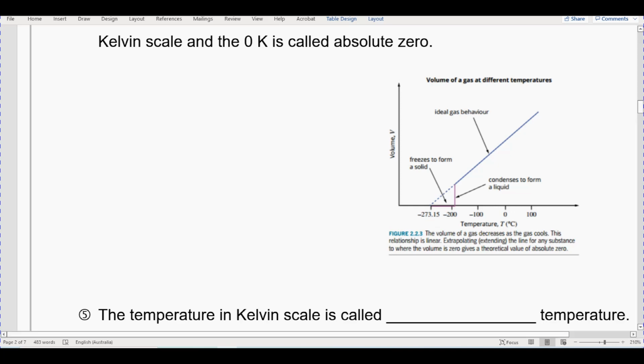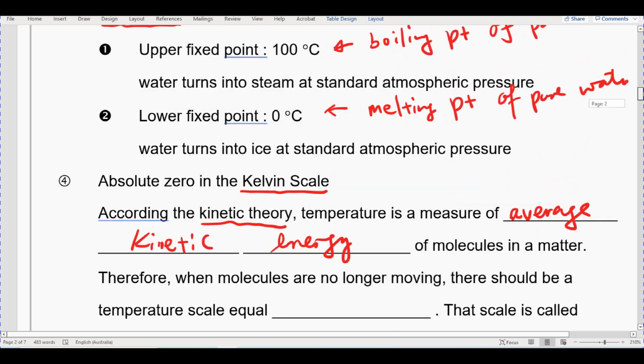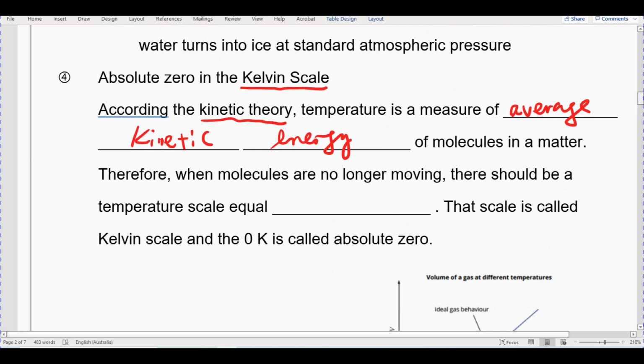Okay, so at a certain point, when you extrapolate that line, you go to a temperature which is around minus 273 degrees Celsius. So that means theoretically, at such a temperature, the volume occupied by the gas or any particles becomes zero. That only happens when the molecules have zero kinetic energy, right? They are not moving at all.